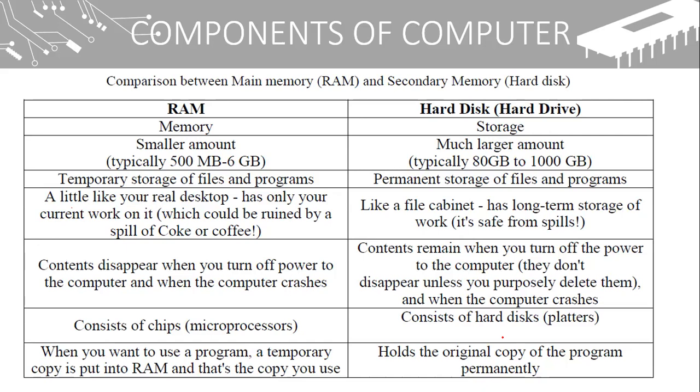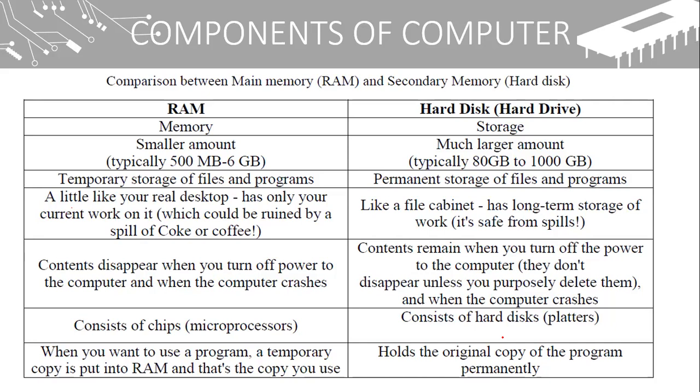While hard disks are larger, they can be from 80 gig, they can be SATA or IDE, and so on. It could be up to 1 terabyte, 2 terabytes, even higher. The RAM functions as a temporary storage of files, while the hard disk is used as permanent storage. The RAM is a little like your real desktop, which has only your current work on it, and which could be ruined by a spill of Coke or coffee.